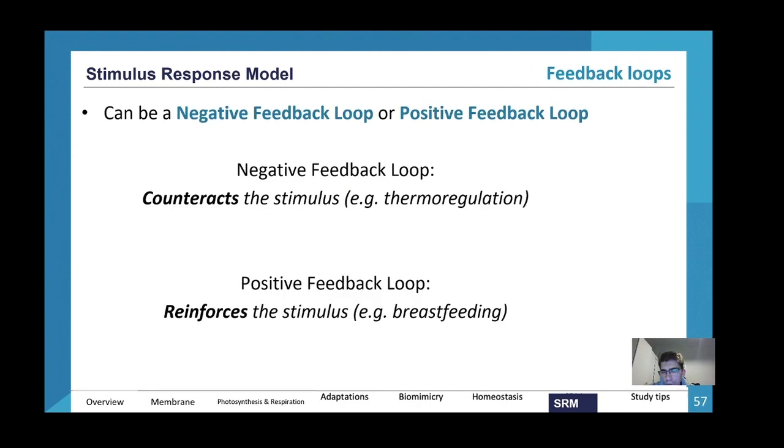Now let's talk about feedback loops for a second, and let's go through some study tips when we reach that time. But yeah.